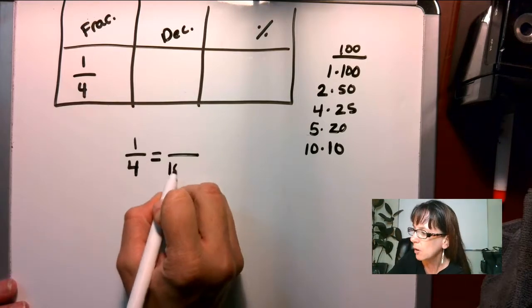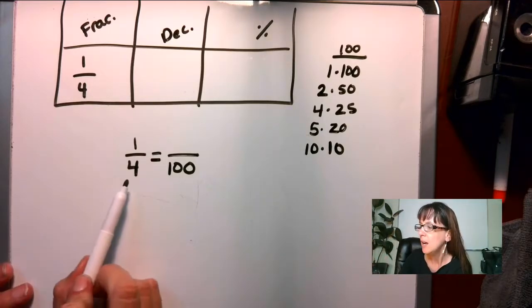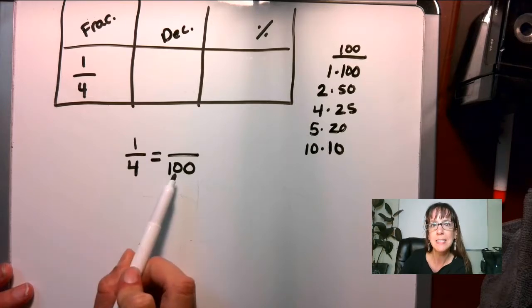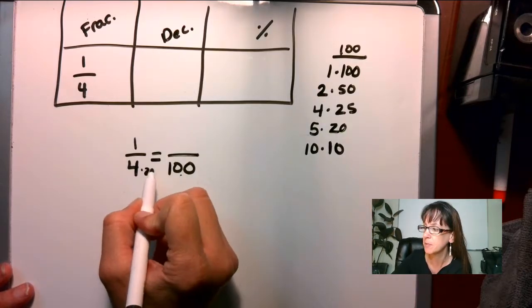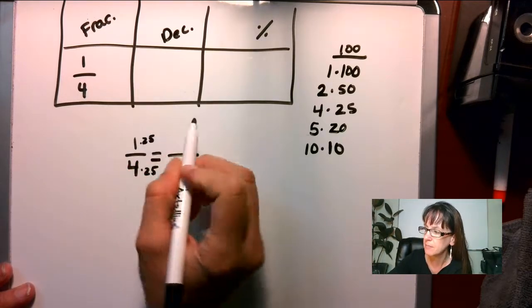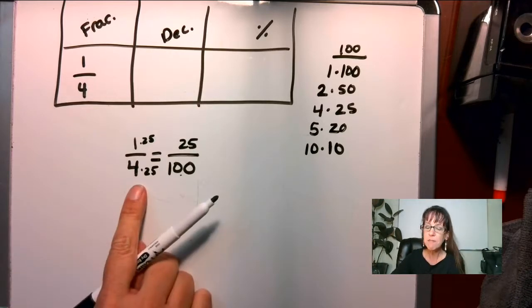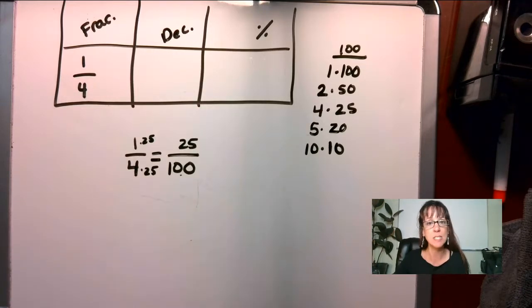We want to put something over 100, because if we've got it over 100, it's a lot easier to put a decimal into a percent. What do I need to multiply 4 by to get 100? Look over on our cheat sheet over here, it's 25, right? So I'm gonna multiply that by 25. If I do it on the bottom, I have to do it on the top. So 1/4 written as a fraction over 100 is 25 over 100.